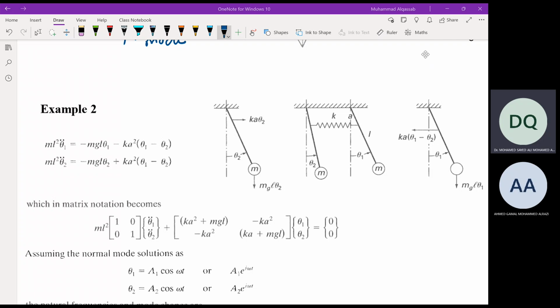Okay, the example here is called coupled simple pendulum.